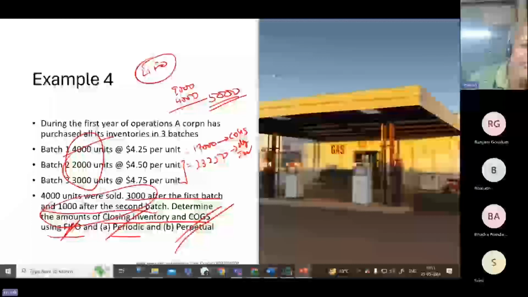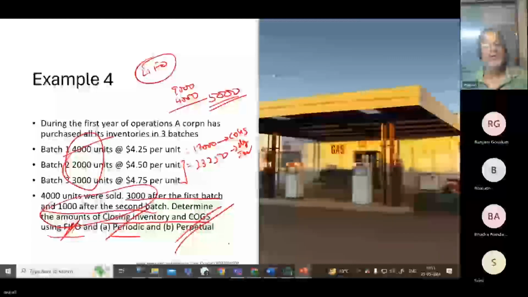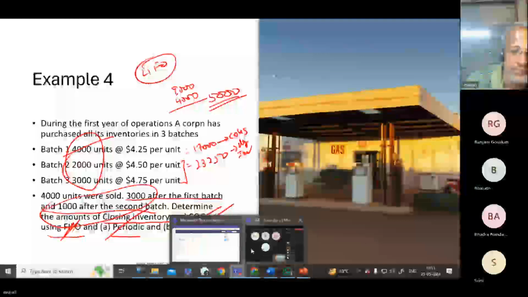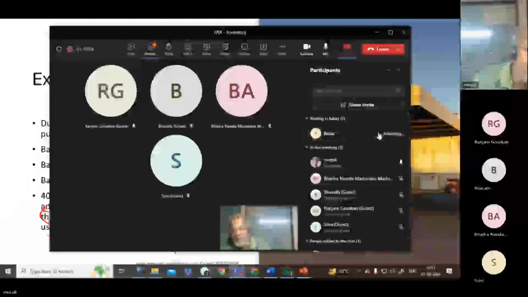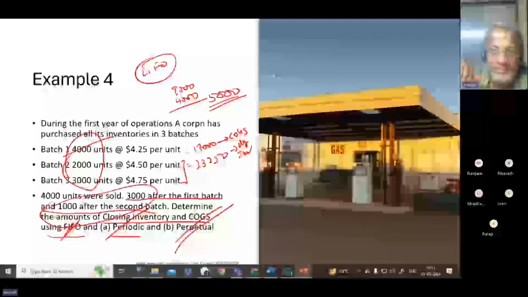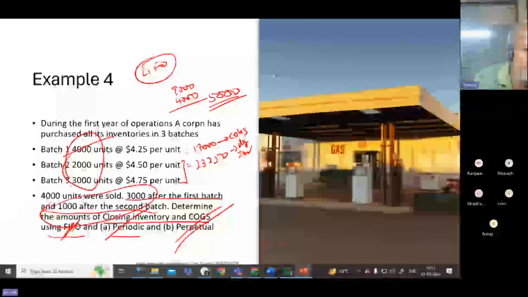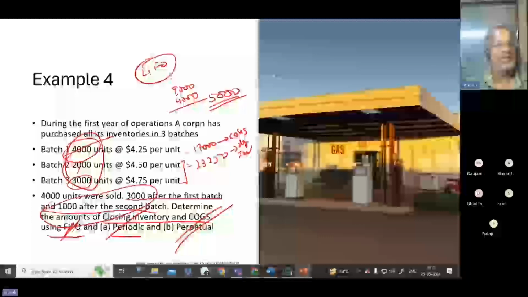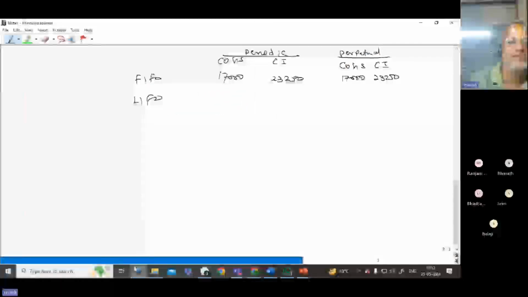So of 9,000, 4,000 units were sold. Last in, first out would mean the last entered item has gone first. 4,000 units sold would mean these 3,000 units are not there, and another 1,000 from the previous batch would have been utilized. So our mind would just say of this 5,000, the oldest item is continuing. 4,000 I am continuing at 4.25. The other 1,000 is coming at the rate of 4.5.